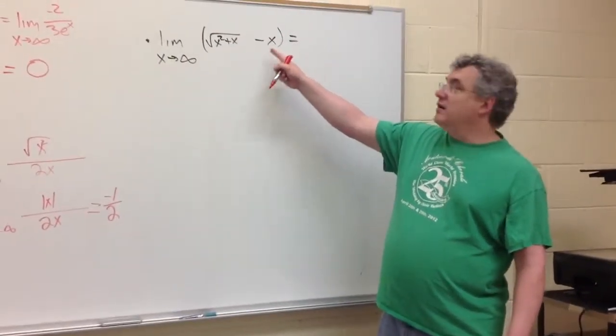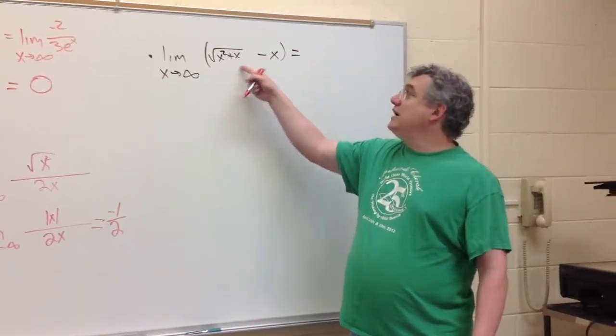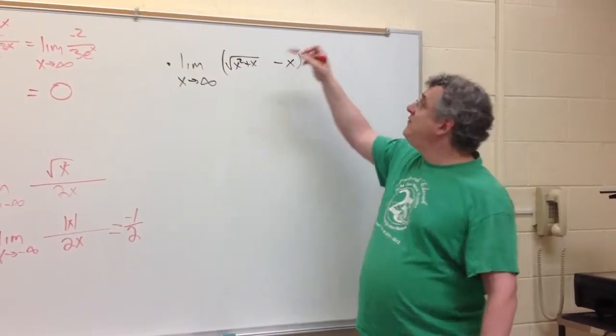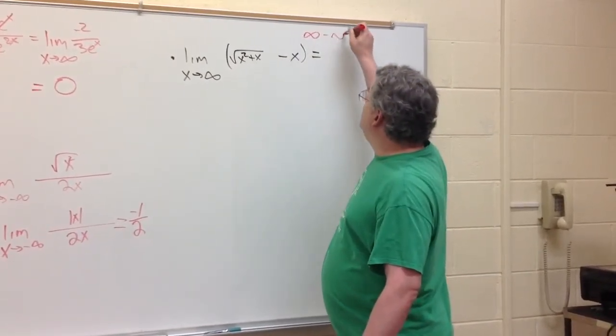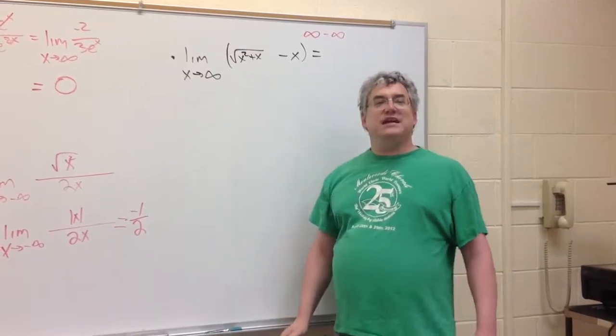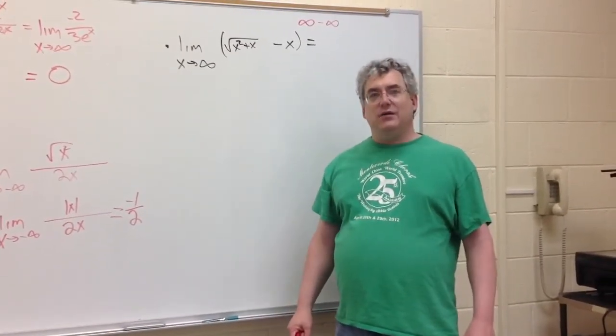This is going to where? As x goes to infinity, where's the x going? Infinity. Where's this going? Infinity. So we have a form, it's one of the indeterminate forms. It means we can't evaluate. What is infinity minus infinity? Well, we don't know. So we have to figure this out.